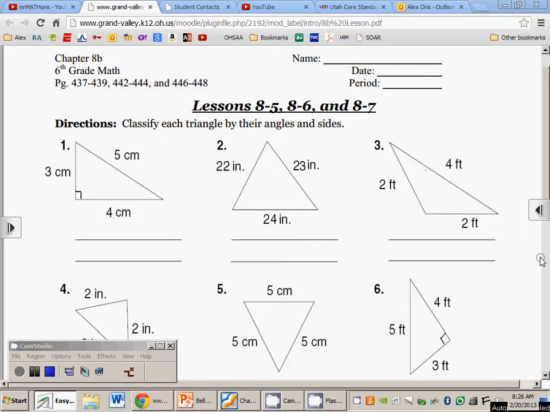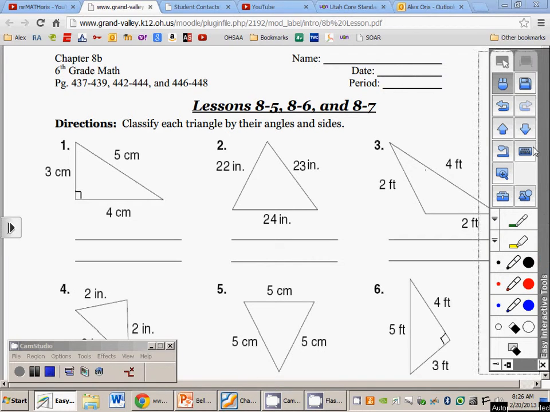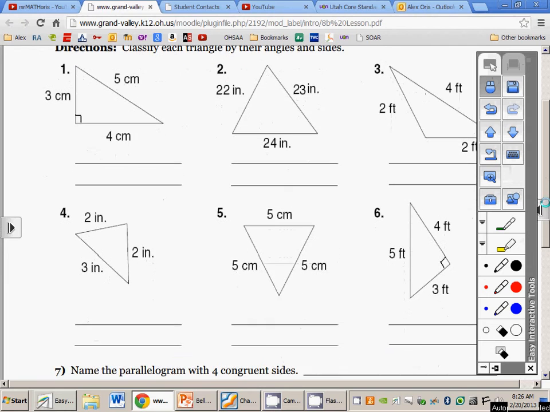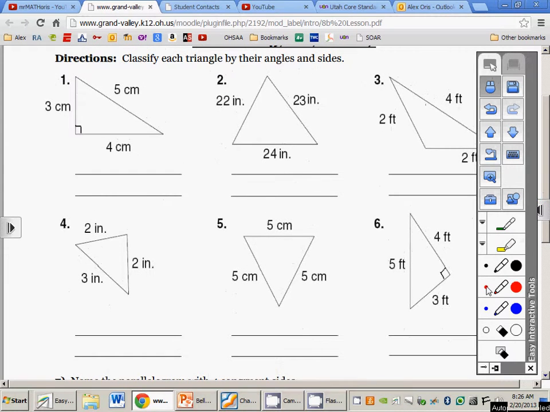And then we classify them also by its sides: scalene, isosceles, and equilateral. So this would be a good opportunity for you guys to tell me what you know about triangles already as we look at number one. How would you classify that triangle if you had to do it in two ways, by its angles and its sides? Austin? Scalene. First thing we see is it's scalene.